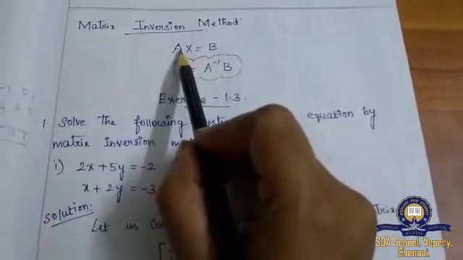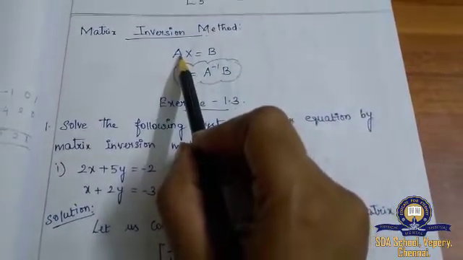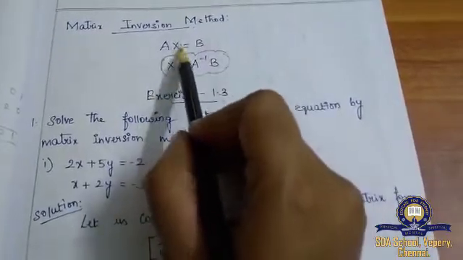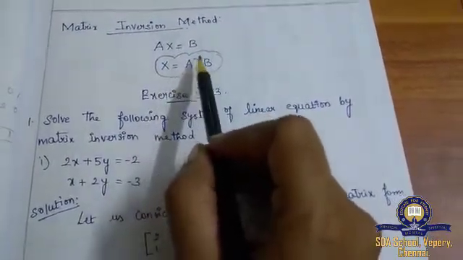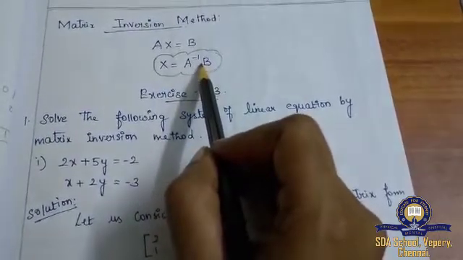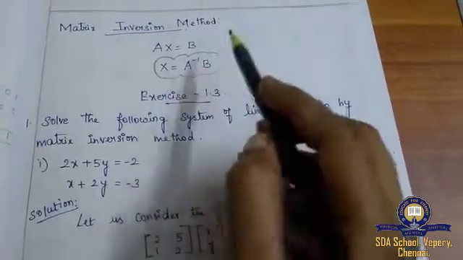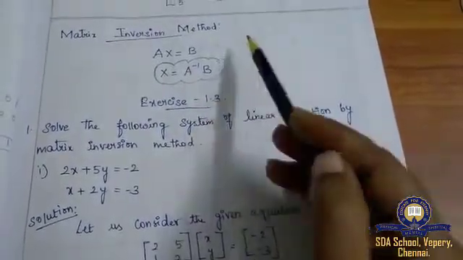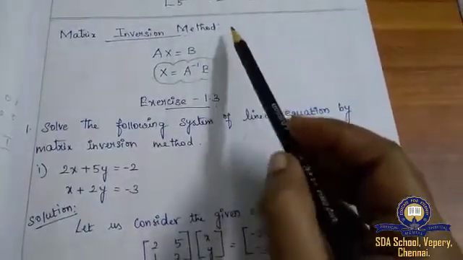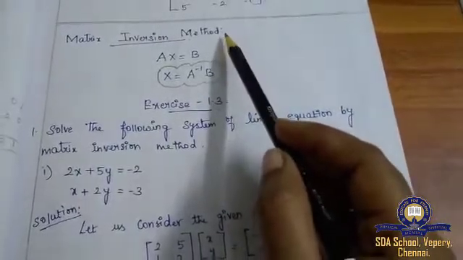first you have to write it like this: Ax equal to b. From this we derive the formula, which is x is equal to A inverse of b. So this is your formula. By using this formula only we are going to do all the sums in 1.3. The question they will be asking is to find the solution using the matrix inversion method.